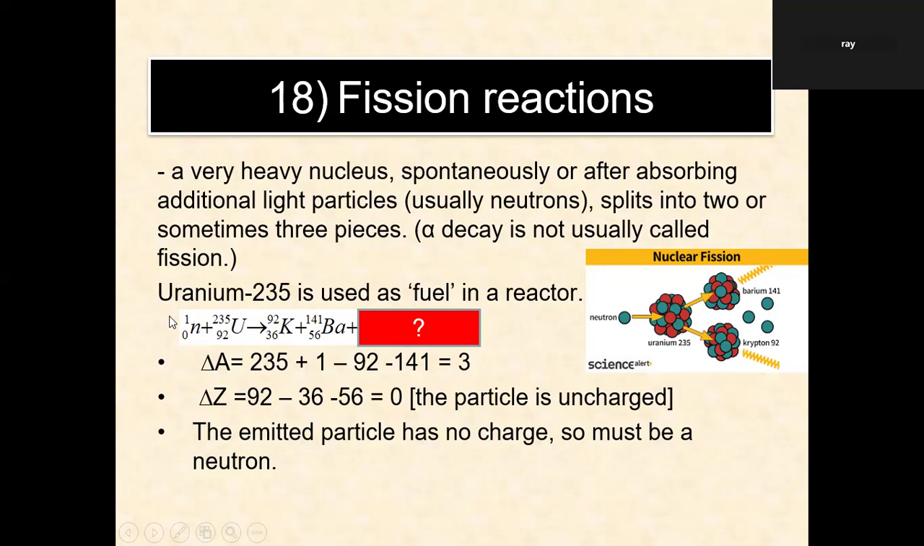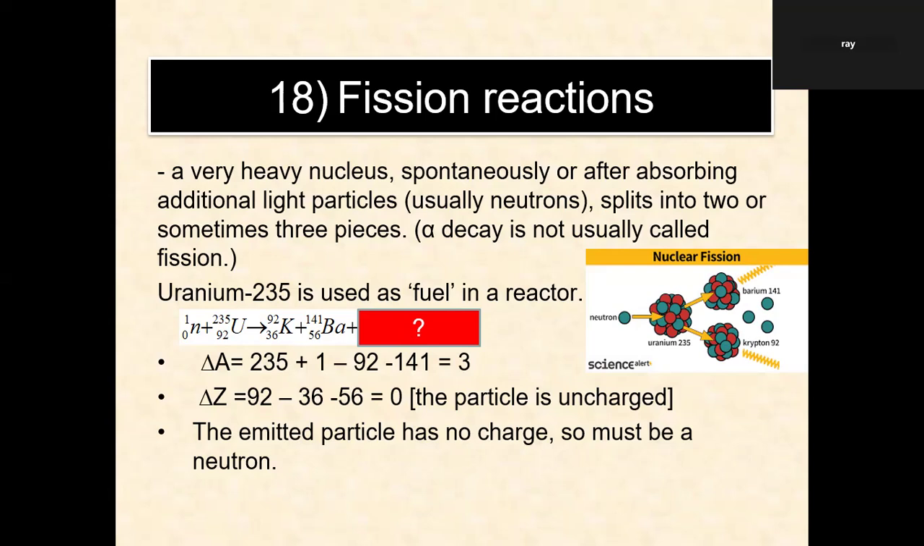From here, we can calculate. We add the initial A, 235 plus 1, minus 92 minus 141, to calculate what is coming out from here. And then delta Z, the difference: initially 0 plus 92, then 56 plus 36 minus that is 0. So it tells us that the particle emitted is uncharged. So can you work it out? What is the particle?